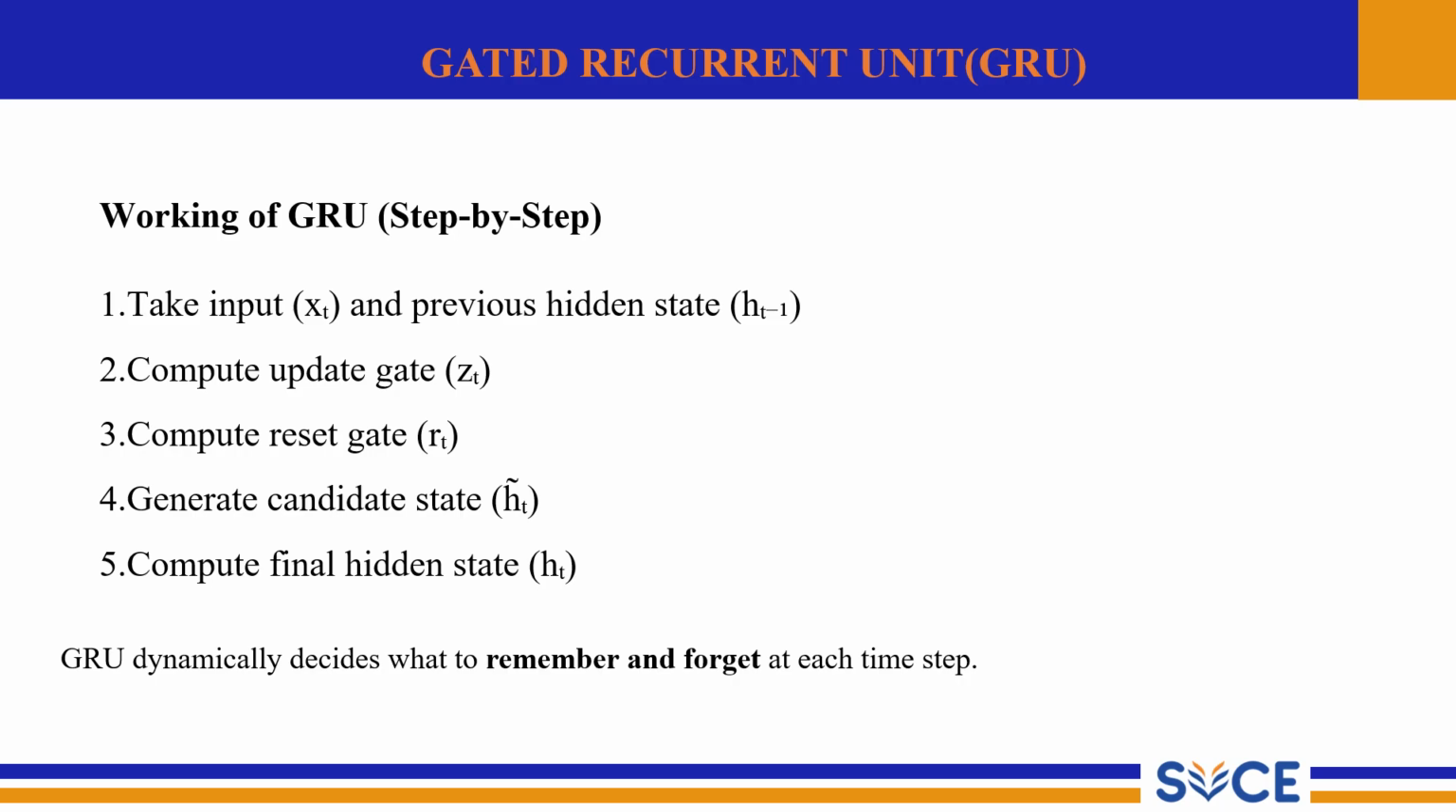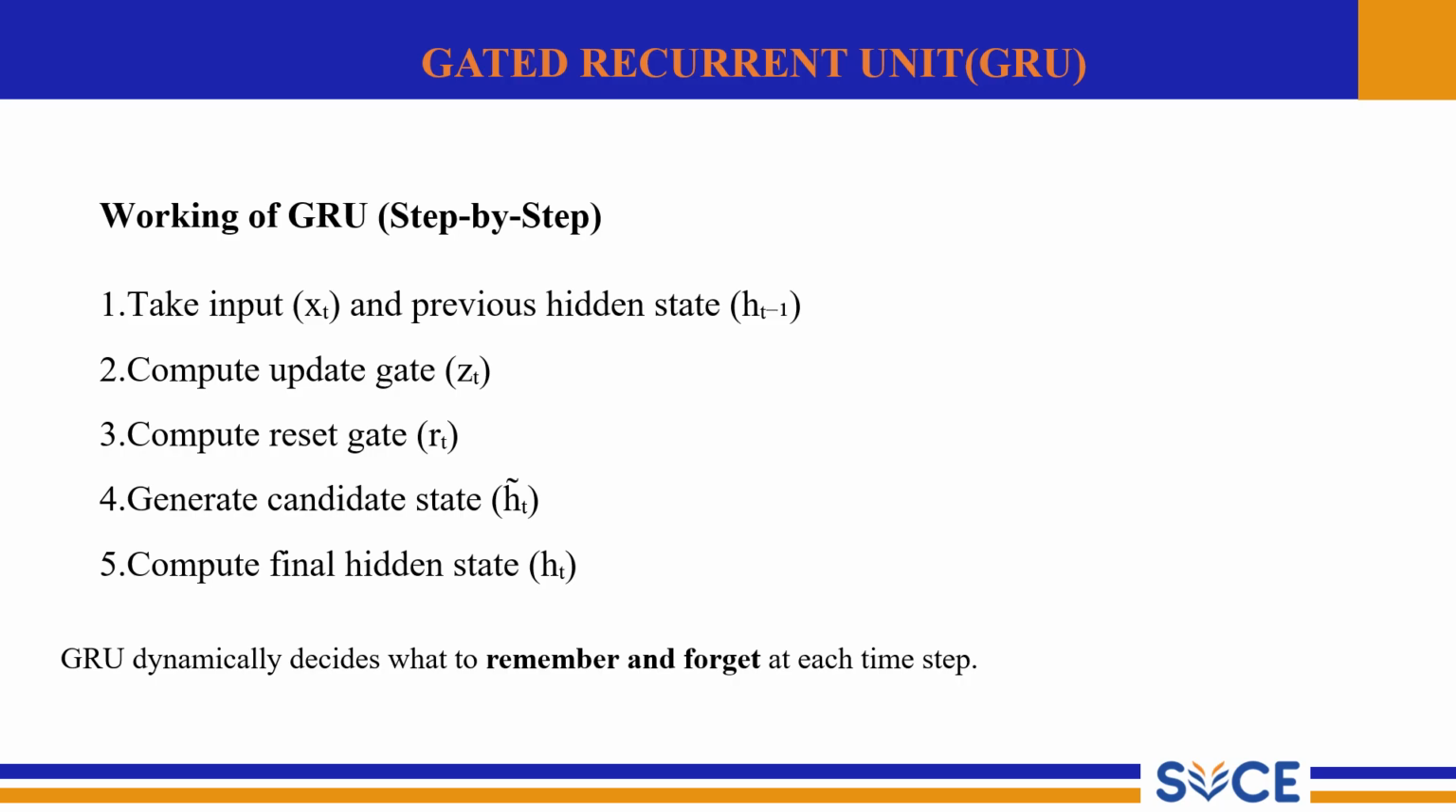Step 2. Compute the update gate ZT. The first operation is to compute the update gate. This gate decides how much past information should be carried forward into the new state. It is calculated using both the current input and previous hidden state and produces a value between 0 and 1. If ZT is close to 1, the model keeps most of the old memory. If ZT is close to 0, the model relies more on new information. So, the update gate controls the balance between old and new information.